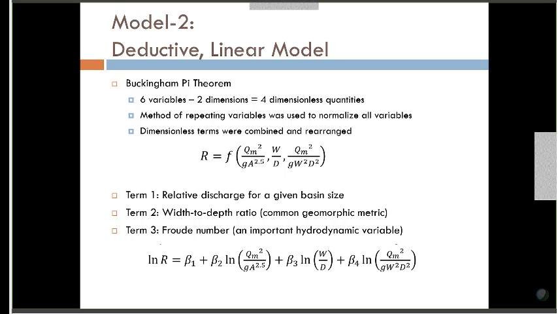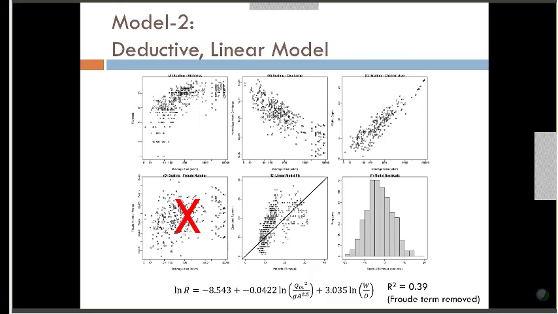And because these are dimensionless, now we can structure them as part of a linear equation, and we can use our data to fit these models. So when we did this, the first two independent variables, the relative discharge and width to depth, came out as significant, but the Froude term didn't, so we discarded that. And what that left us with was a model with reasonably high predictive power. So it's an okay model from an ecological standpoint of an R-squared of almost 0.4.